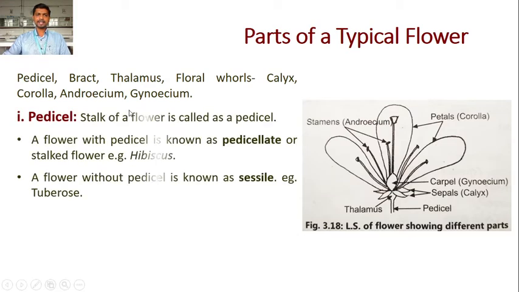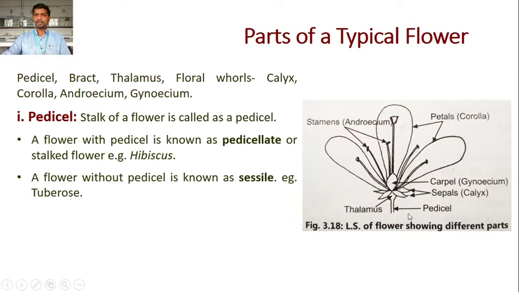The first part is the pedicel. As I previously told, the stalk of a flower is called the pedicel. It is like the stalk of the leaf, which we call a petiole. Stalk of the leaf is a petiole, and the stalk of the flower is the pedicel, on which all 4 floral parts are arranged, that is calyx, corolla, androecium and gynoecium.